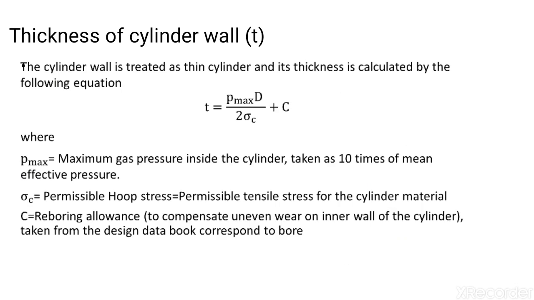Thickness of cylinder wall, t. Cylinder wall is treated as thin cylinder and its thickness is calculated by the following equation: t equal to P_max into capital D divided by 2 sigma_c, plus C, where P_max is the maximum gas pressure inside the cylinder, taken as 10 times the mean effective pressure. Sigma_c is the permissible hoop stress, equal to permissible tensile stress for cylinder material. C is the reboring allowance. It is required to compensate uneven wear on inner wall of the cylinder, taken from design data book corresponding to bore.